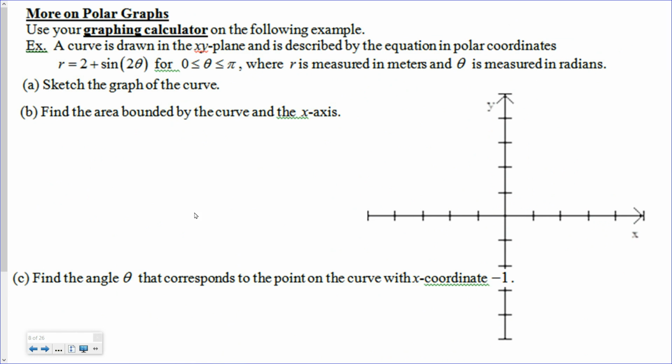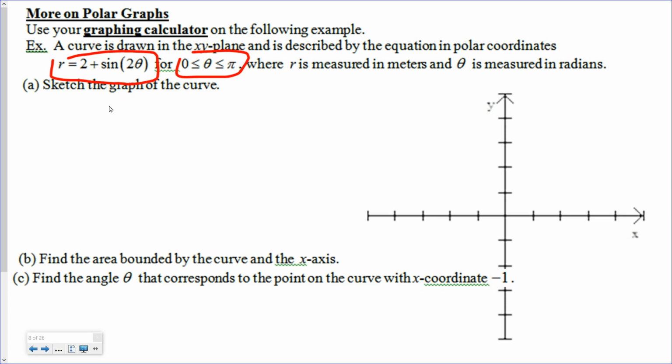They give you an r. Okay? They tell you what theta is between. Theta is between 0 and pi. And they want you to draw this curve. You guys are pretty good at drawing curves. Can you do it? Let's do it. Okay? You want to sketch the curve. Oops, sorry, we're on letter A. We're going to sketch the curve.